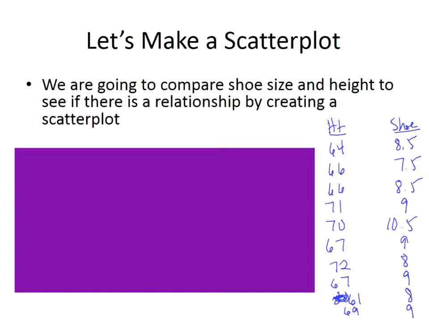So let's go ahead and start working on making a scatter plot. Figure out what kind of scale we need. How are you going to number the part where it says height, and how are we going to number the part that says shoe size? Look at your numbers and see what we've got.